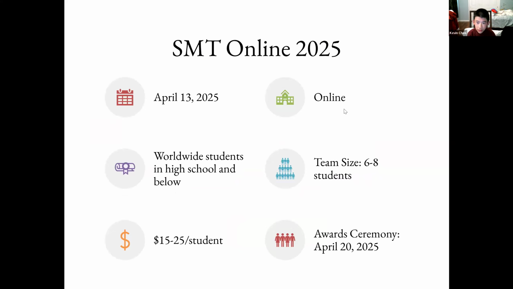So the SMT Online 2025 is quite different. It's on April 13th of 2025, and all the students worldwide in high school and below can participate. So I'm assuming some of you are in middle school, so you should probably participate in the SMT Online. The cost is $15 to $25 per student. And the size of a team can be 6 to 8 students. And as I said before, I suggest having a full team of 8 students. And the award ceremony is 1 week after the competition date. And that date is April 20th of 2025.